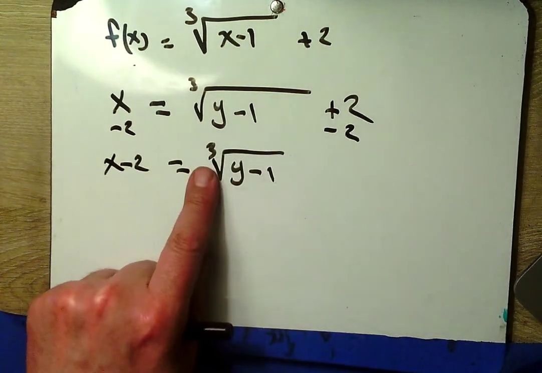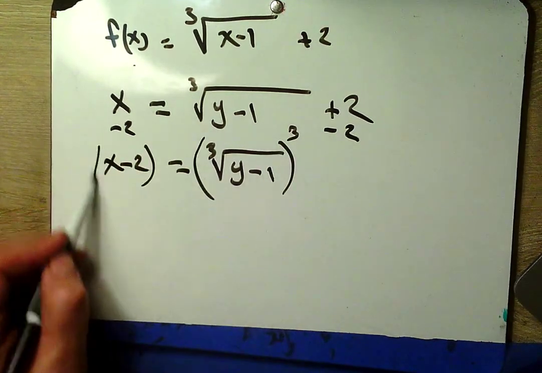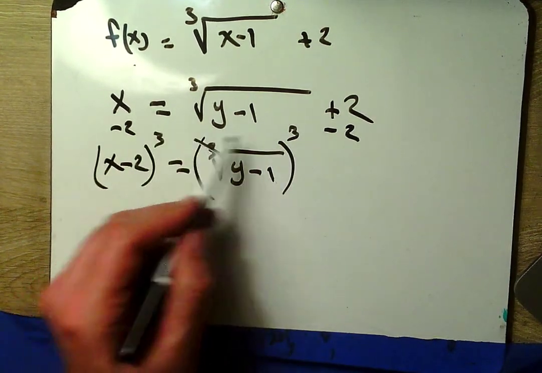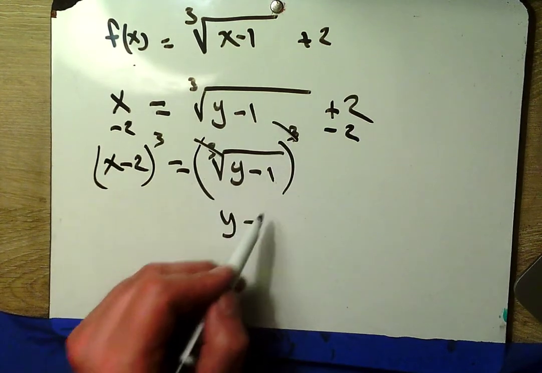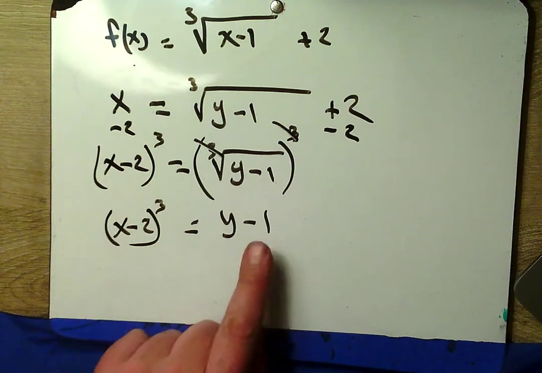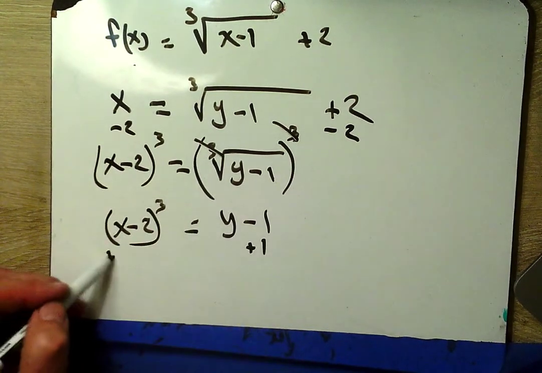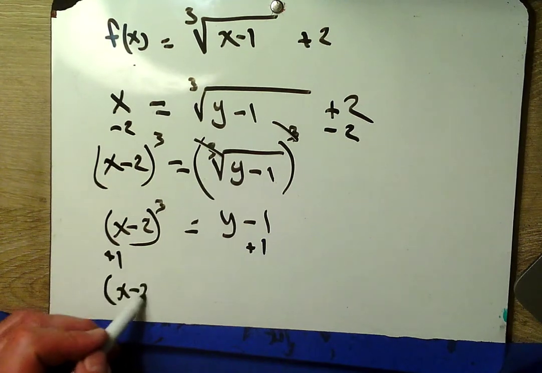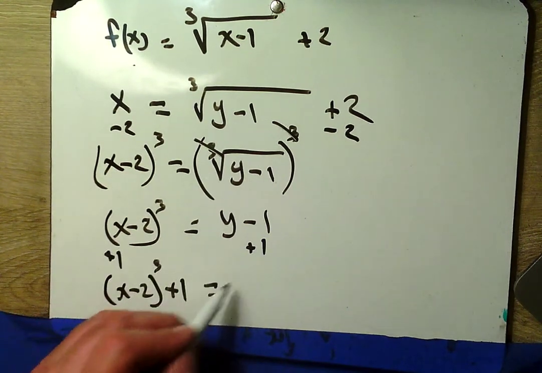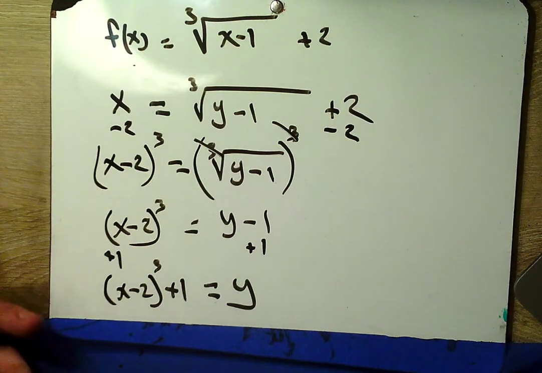What can get rid of cube root? Good, I need to cube both sides. Then cube root and cubing will undo each other. X minus 2 to the third. I'm almost there, but I still have to add 1 to both sides. And so I'm going to have x minus 2 to the third plus 1 equals y. Nice, nice.